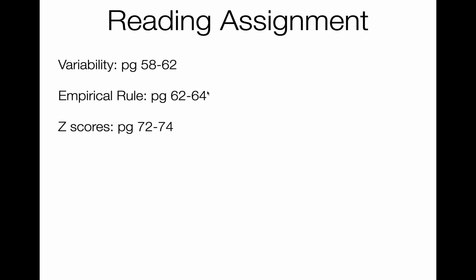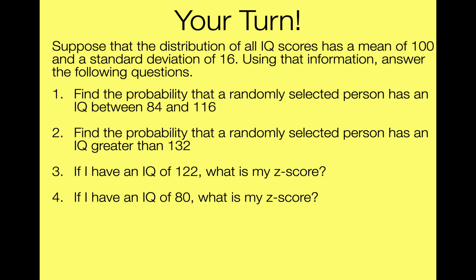Here is a reading assignment, a number of them for you. I want you to look at variability, the empirical rule, and z-scores. They'll talk about them in more detail, and they'll actually go through some steps of using them, which is what I'm going to ask you to do. So I'll follow this by another your turn. This is the exact example that I've been using.